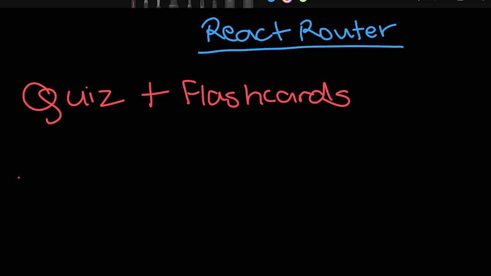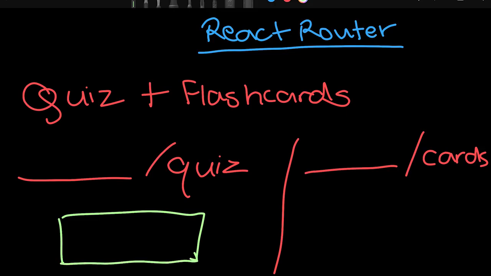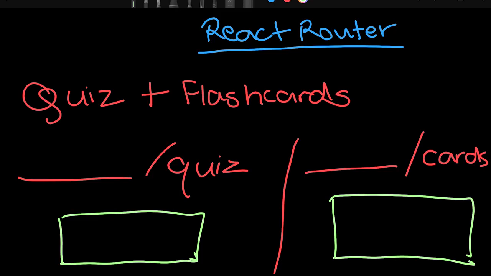So what we want to do is your URL slash quiz is going to run your quiz, and slash cards, something like this, is going to load a different page. So this will have only our quiz component, and this is going to have only our flashcard component. And we're going to achieve that using React Router.